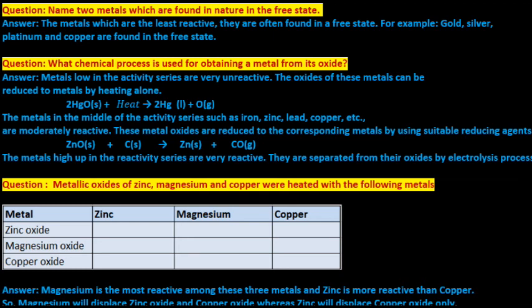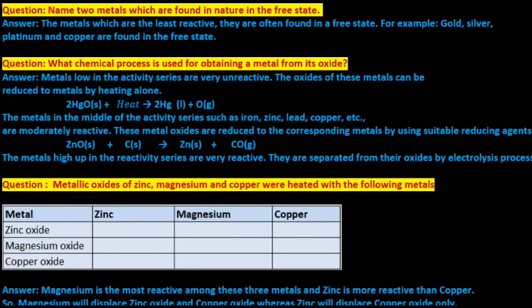Next question. What chemical process is used to obtain a metal from its oxides? Answer: Metals low in the activity series are very unreactive. The oxides of these metals can be reduced to metal by heating alone. So 2HgO when heated gives 2Hg plus O2.